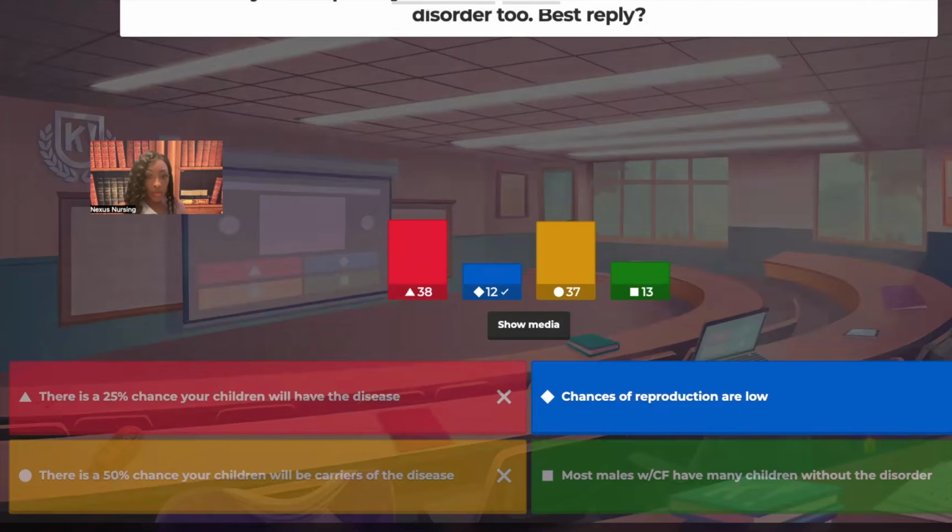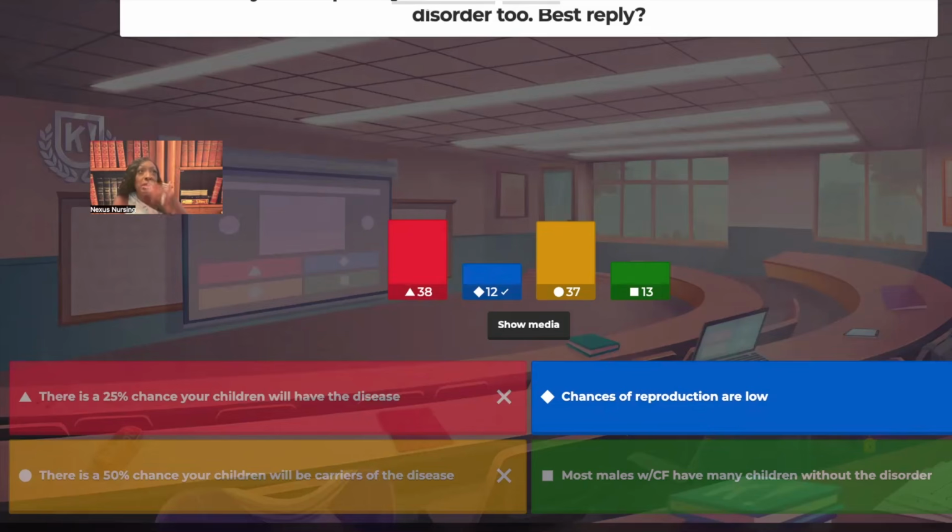Okay, so I'm very happy most of you guys got it correct. There's a 25% chance you're, oh, I'm lying to you. Chances of reproduction low. This is cystic fibrosis. Let me explain to you why this is the correct answer. And I'm going to explain to you why the 25% is incorrect, because I know what you were thinking, because I was thinking that at first and I had to catch myself. So let's go to the right answer and I'm going to explain the wrong answer. The correct answer is chances of reproduction are low.